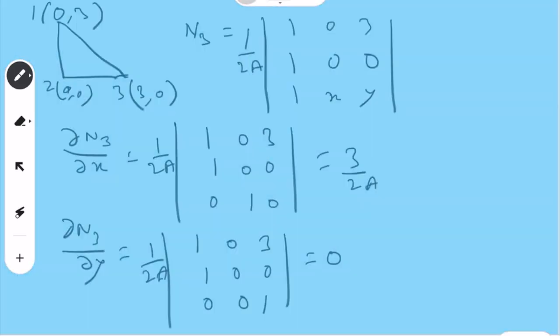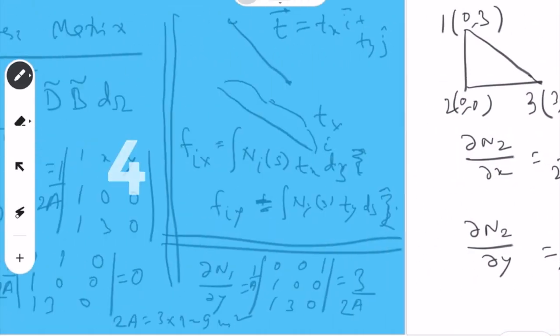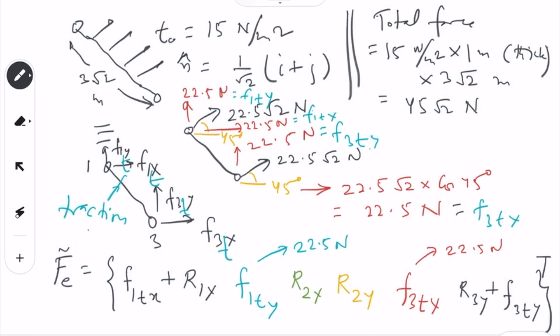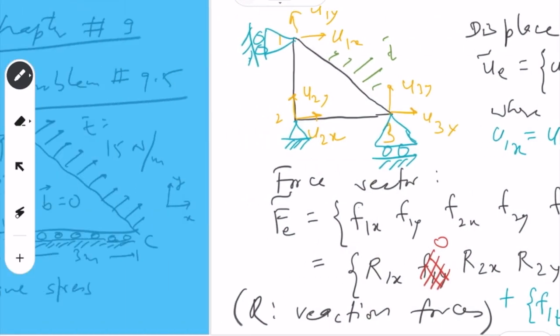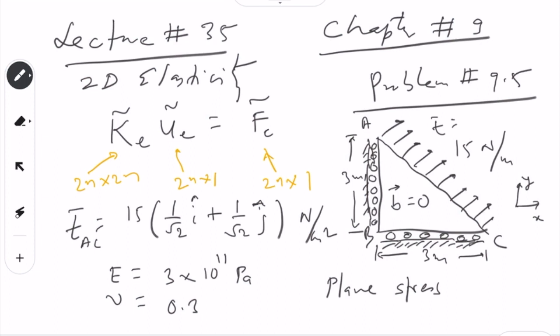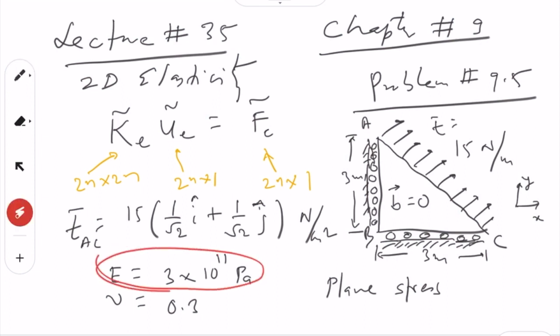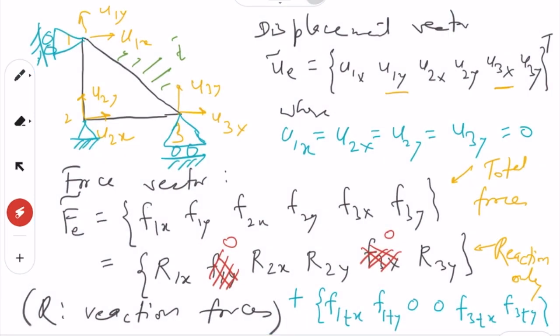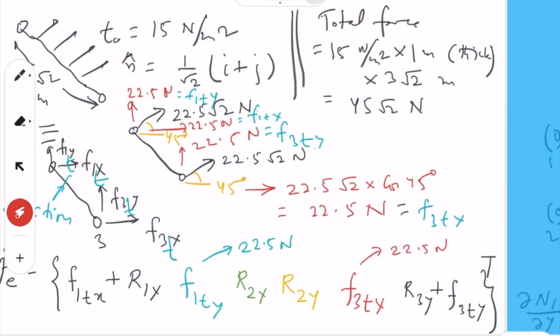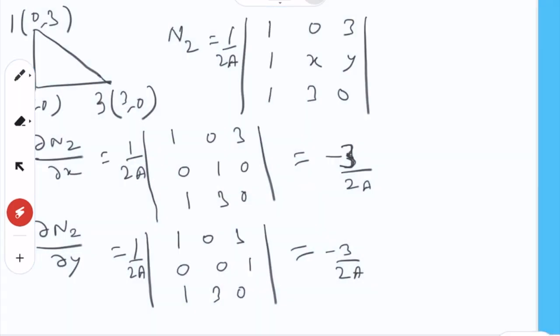So let us look at the values. E is here 3 times 10 to the power 11 Pascal, and nu is 0.3. So this is 300 gigapascal basically. Okay, let's go back.